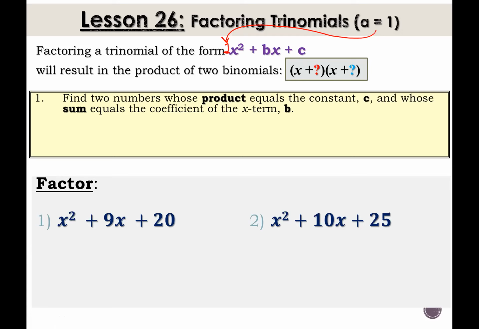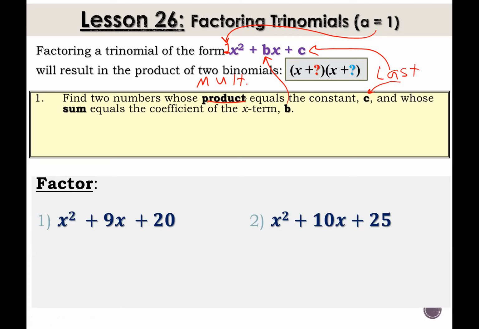Okay, so step 1, find two numbers whose product equals the constant c. Okay, c meaning the last term. So the last term. Okay, and whose sum equals the coefficient of the x term, b. In other words, the middle. Okay, so a couple of vocabulary words here. Product, that refers to multiplication. So just a little reminder about what that word means.